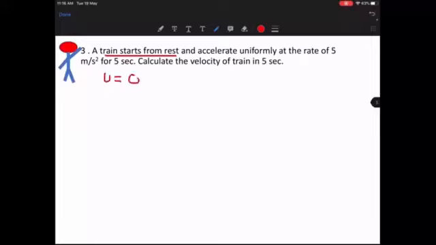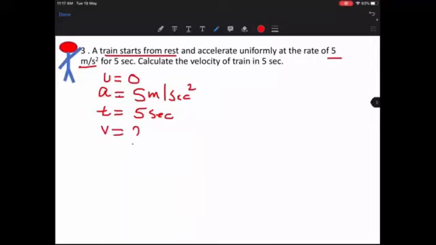which means your initial velocity is 0 because it starts from rest, correct? It accelerates uniformly at a rate of 5 meters per second square. Look at the unit, 5 meters per second square. So which means it is an acceleration, 5 meters per second square. Fine. What is the time given? The time is given as 5 seconds. He is asking you to find the velocity. So it seems to be very simple. What formula will you use? Yes, you will use the formula a is equal to (v minus u) upon t.